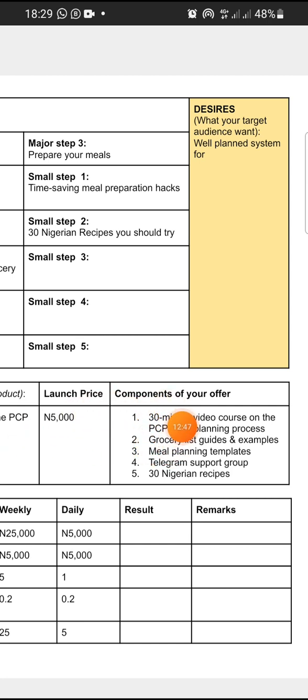The next is components of your offer. So this covers, like I said, your offer includes everything that you want to give to your target audience when they buy from you. So you can have more, you can have less than this. It all depends, but I just made it 5 to make it easy.